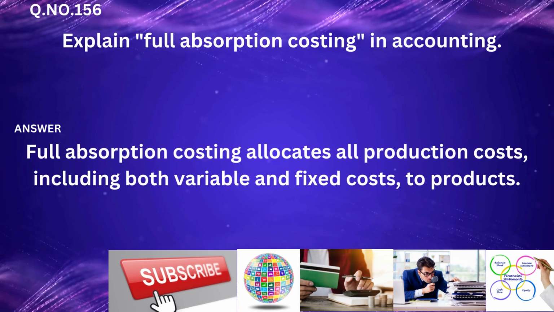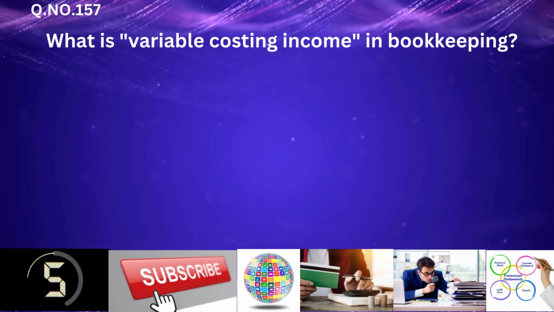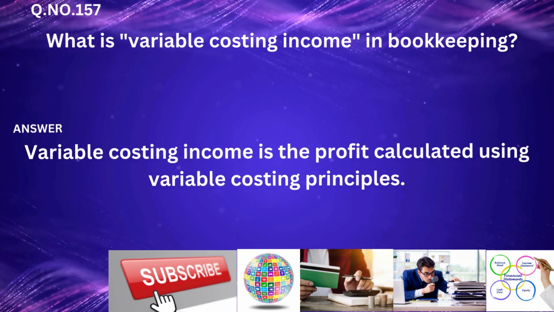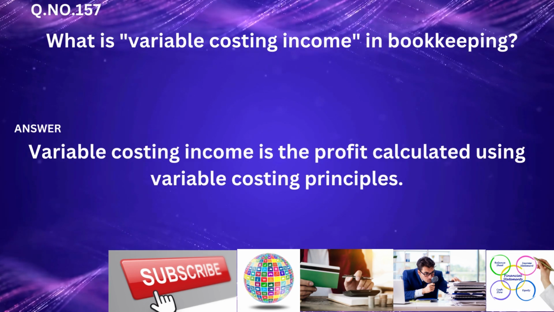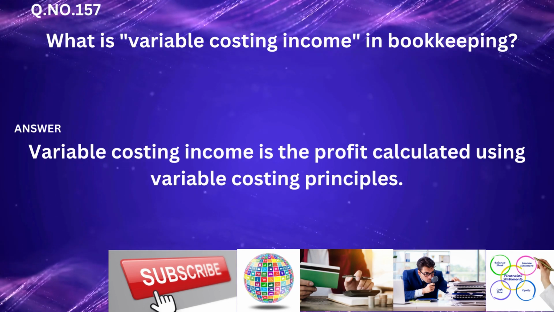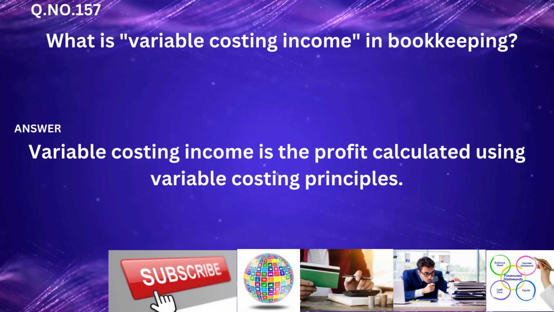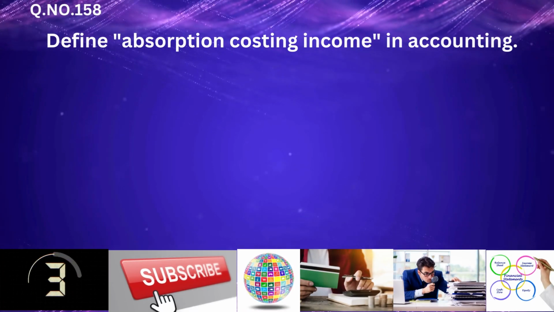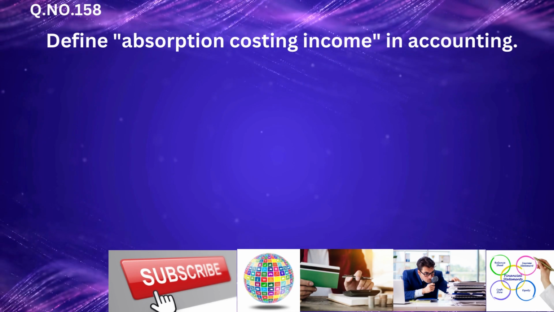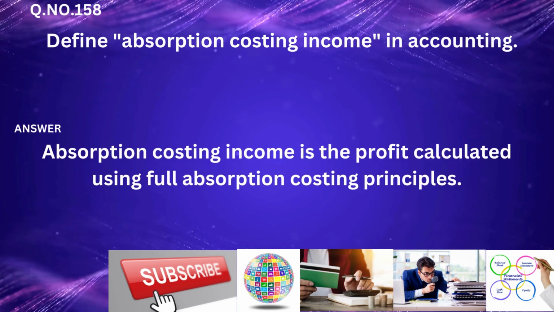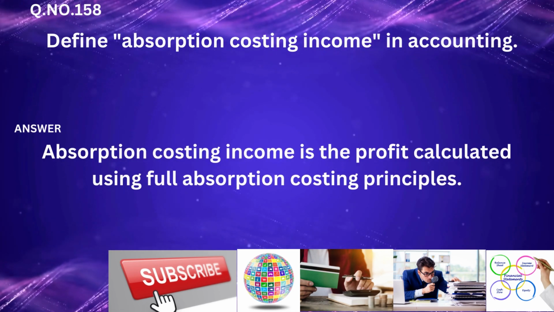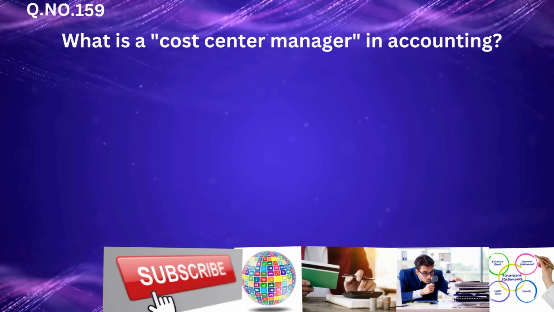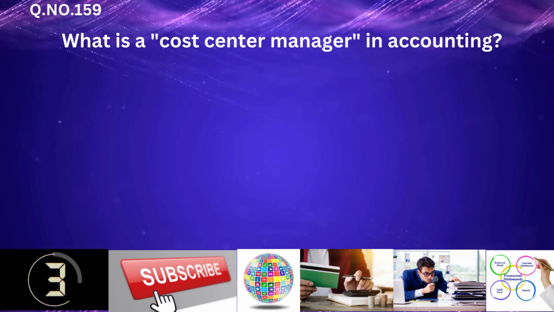Question 162. Define flexible budget in bookkeeping. Answer: a flexible budget adjusts the original budget to reflect changes in activity levels and provide a more accurate cost estimate. Question 163. What is standard costing variance analysis in accounting? Answer: standard costing variance analysis involves examining differences between actual costs and standard costs to identify reasons for variations.